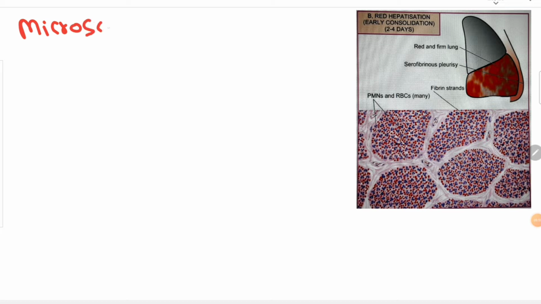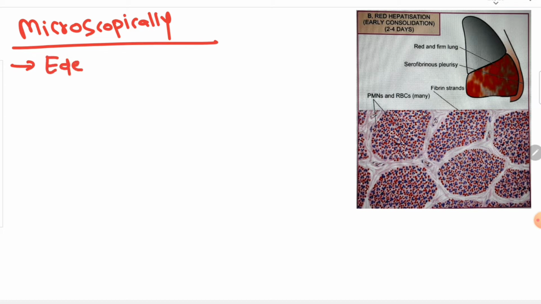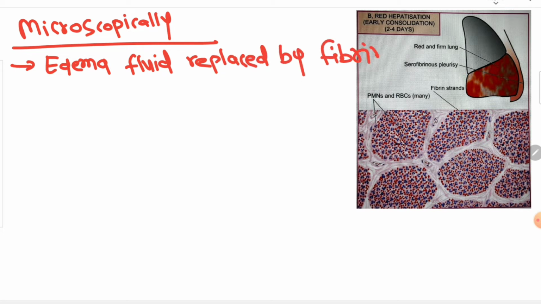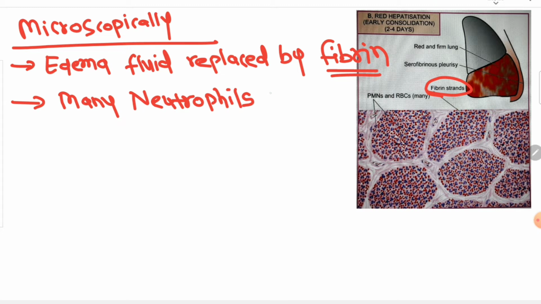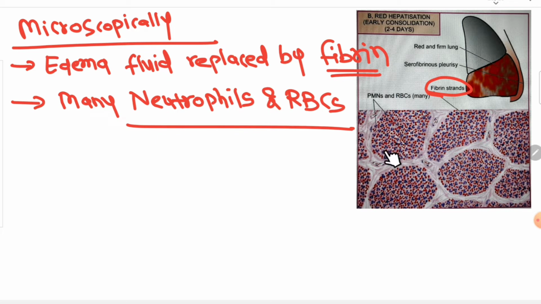If you do microscopy of the red hepatization stage, then microscopically the edema fluid will be replaced by fibrin. In the first stage, if you remember, the alveoli were filled with pinkish edema fluid. Now it is replaced by fibrin. So fibrin strands can be seen in this diagram. Second change is that there will be lots of exudates, lots of neutrophils and red blood cells in the alveoli. In the first stage, there were not many neutrophils and RBCs. Here you can see lots of RBCs and neutrophils.